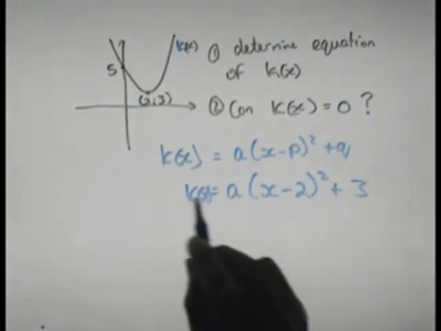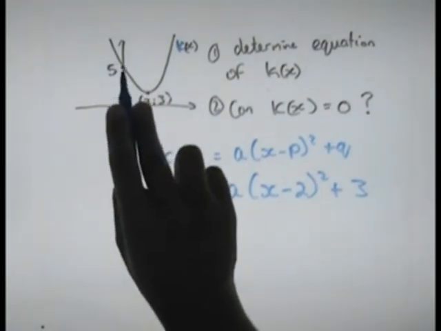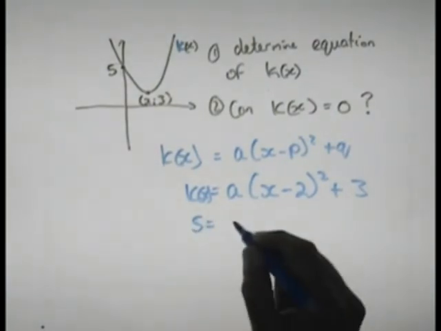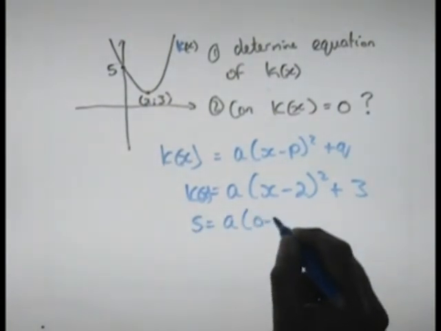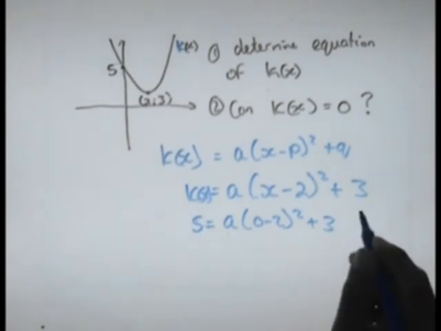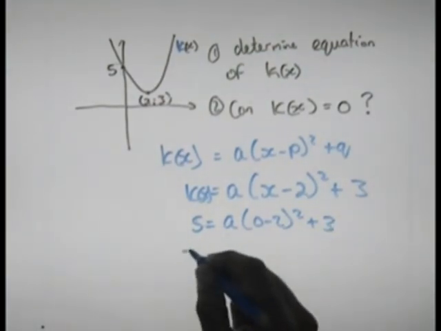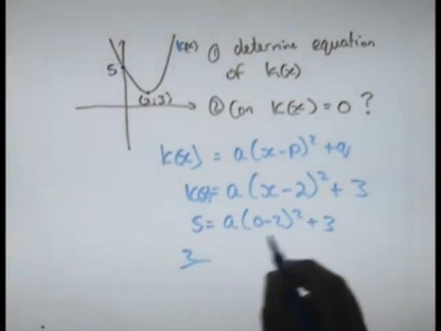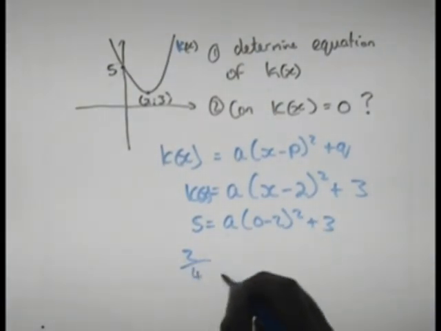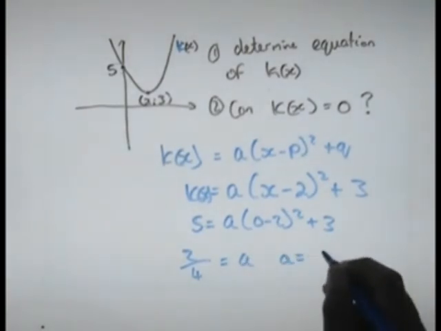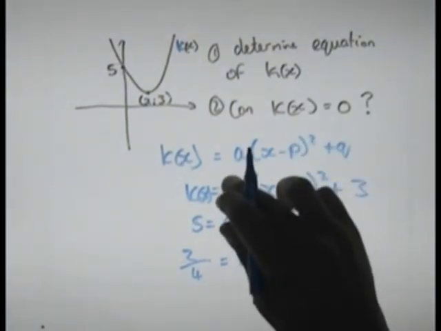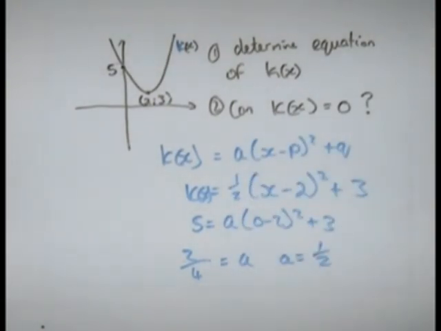Now in order to get my a value, I just substitute that point in, which is the point x is equal to 0, y is equal to 5. That means that 5 is equal to a times 0 minus 2 squared plus 3. 5 minus 3 is equal to 2 over 0 minus 2 is minus 2 squared is 4. So if I divide that through, that means that a is equal to 1/2. That means that my equation will read k of x is equal to 1/2 x minus 2 squared plus 3.